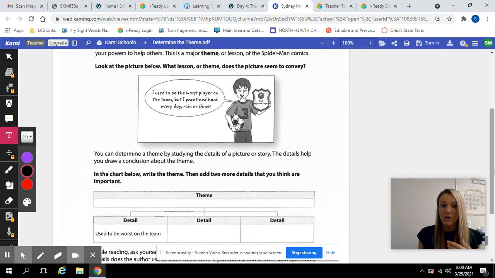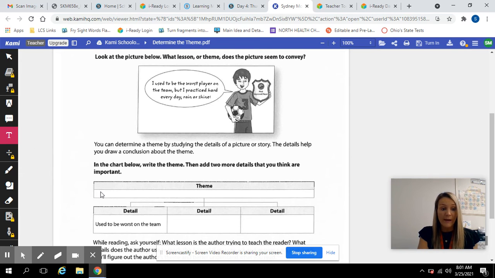So just from looking at this cartoon, he said he used to be the worst player, but he practiced really hard. So the theme could be, keep practicing. Okay, so you practice. So keep practicing and you will get better. Or with hard work, it pays off in the end. So those are good themes for the story. And as you can tell, I made those up and I took a guess. I didn't know really what the theme was because it didn't tell me. Based on the details, I made that up, which could be a good theme.